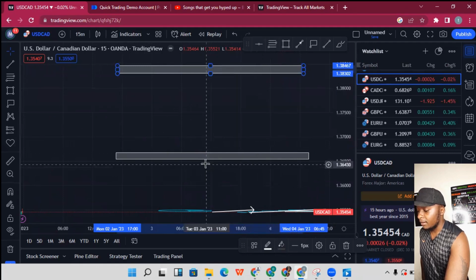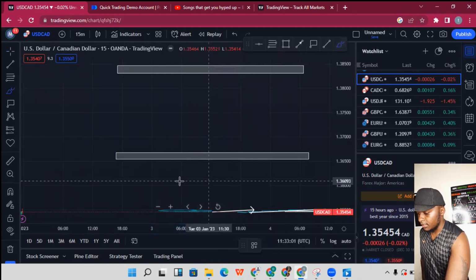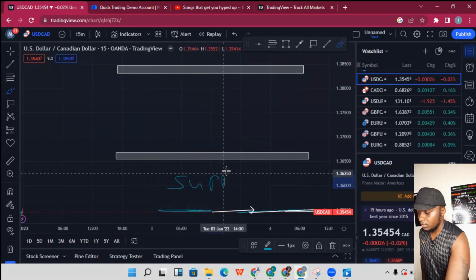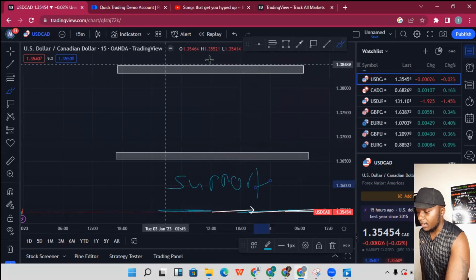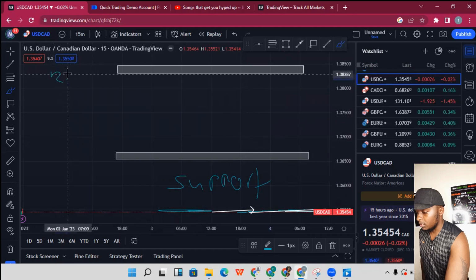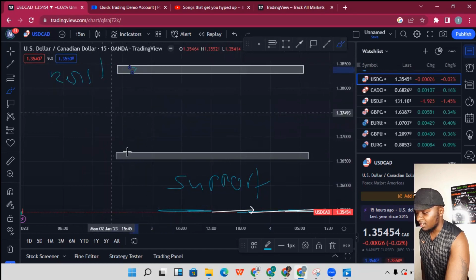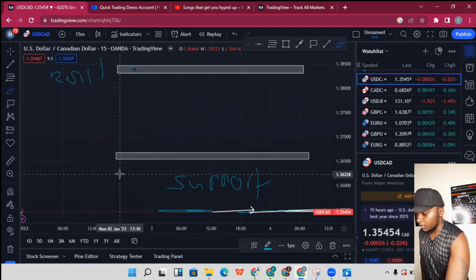So I'll label this zone here as support, okay? Support. And then up here, I'll label this zone as resistance. Don't worry about the handwriting. This will be resistance, okay? So let's draw our charts. Let's start with an uptrend, okay?